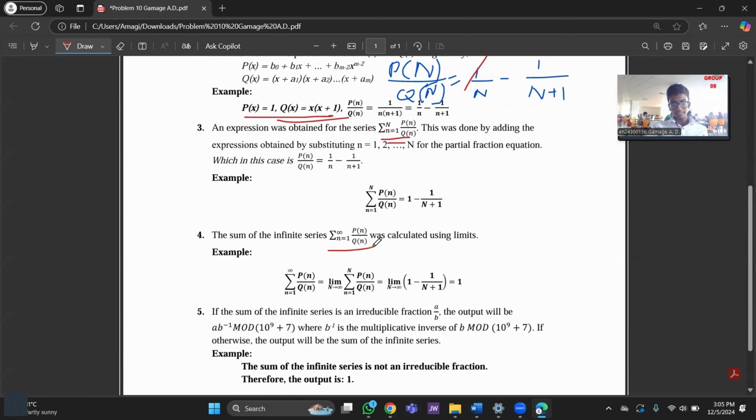Then we try to find the infinite series, so we took the limit as N goes to infinity, and we got the answer 1. They say that if the sum of the infinite series is an irreducible fraction, which in this case it's not, the output should be formatted a certain way. They have explained how the output should look, but in this case it is not an irreducible fraction, so the answer is just 1.